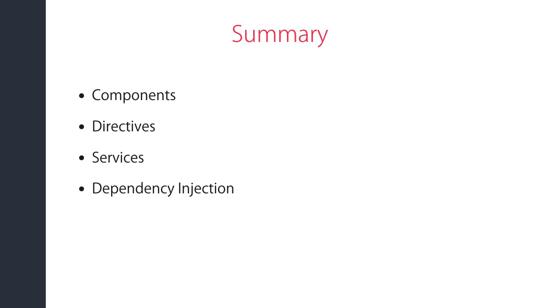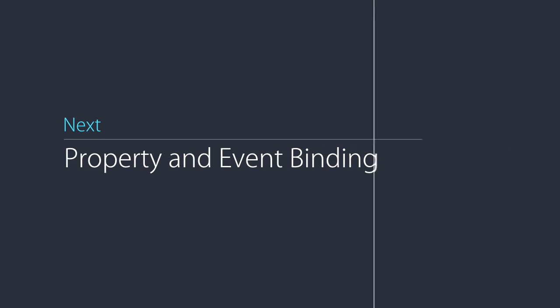So in this section, we had a brief look at components, directives, services, and dependency injection. Throughout the rest of the course, you will learn more about these building blocks. In the next section, I'm going to show you how to use property and event binding to display data and handle events raised from DOM elements. So I will see you in the next section.